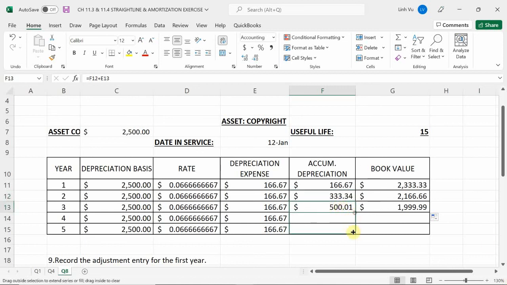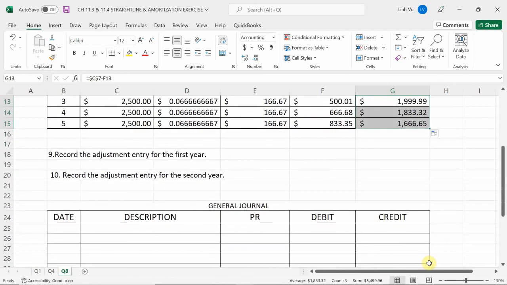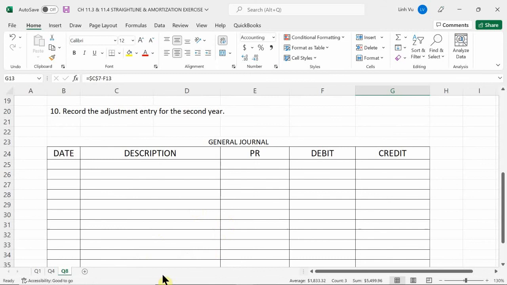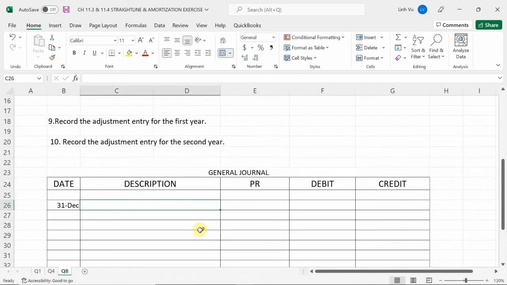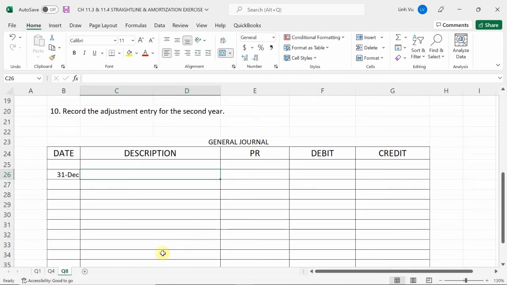So that means for year 4 and year 5, you're going to get these numbers here. And book value is also going to be these numbers here. Okay? So the last two questions of the day: let's record the adjusting entry for the first and second year. So in this case, how do I record an adjusting entry for amortization? Yes. So instead of calling it depreciation expense, we need to call it amortization expense, because this is an intangible asset.